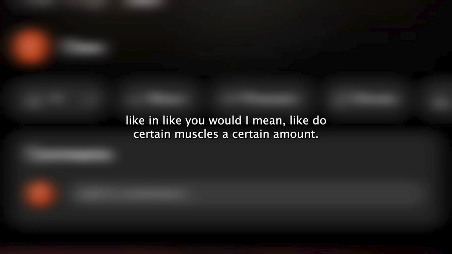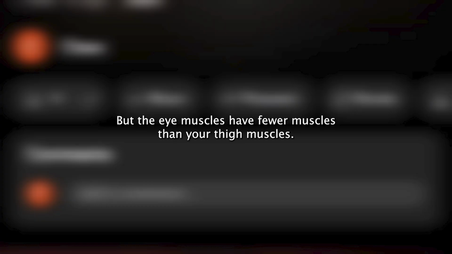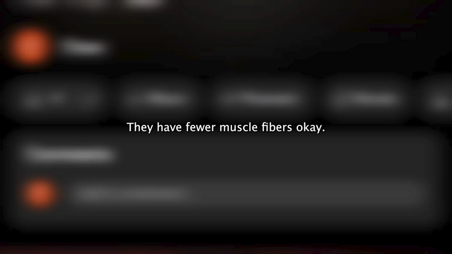No. Is there a standard amount of muscle fibers, like for certain muscles? Do certain muscles have certain amounts, like standardized? I don't know if it's standardized. It varies from individual to individual. But the eye muscles have fewer muscle fibers than your thigh muscles. Okay.